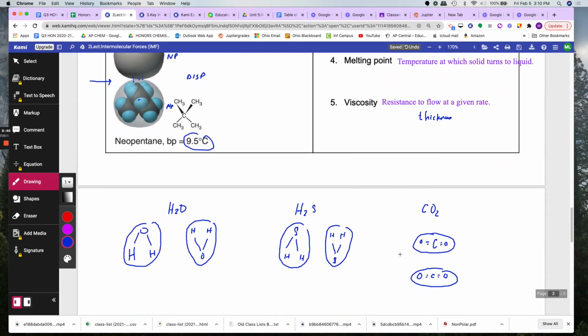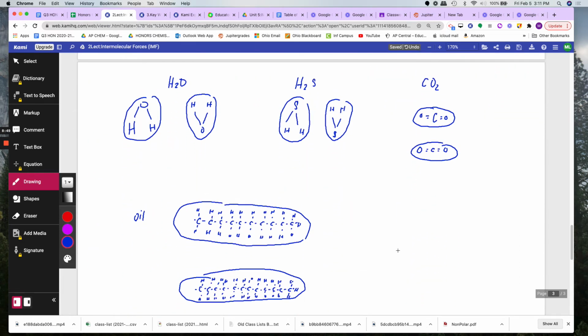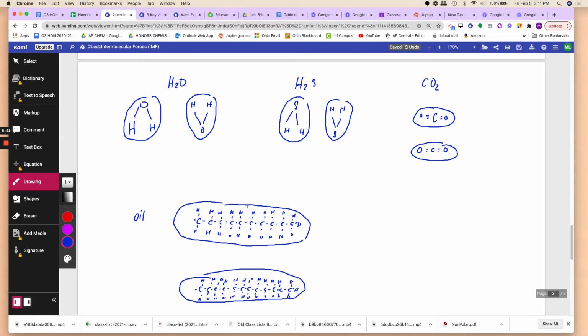Okay? So this would be a possible test question. What type of force is present in these substances? You have 1, 2, 3, 4. In H2O, what is the IMF between H2O? So you're going to think, oh, this is polar. This is also polar. Is it dipole-dipole? Oh, wait. H is attached to O.